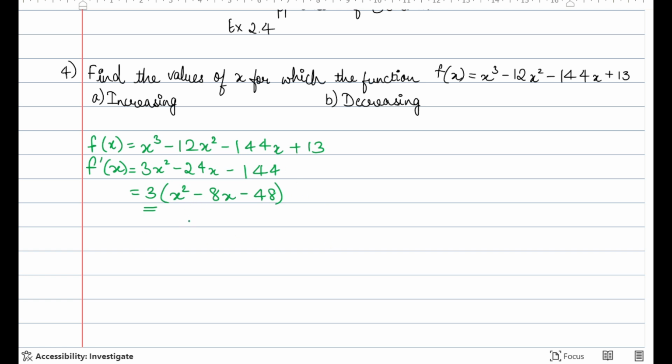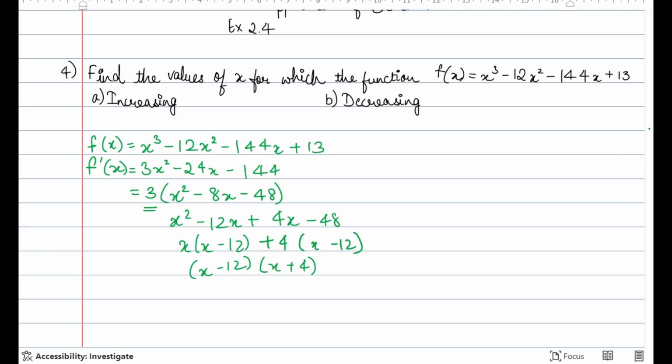This part over here, let's factorize it. 48 has the factors 12 and 4. So we'll write this as x square minus 12x plus 4x minus 48. So it becomes x into x minus 12 plus 4 into x minus 12. So it becomes x minus 12 and x plus 4.